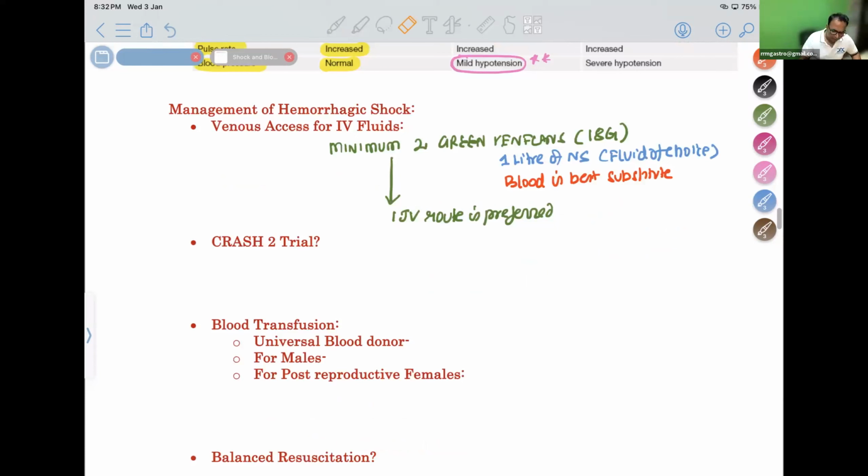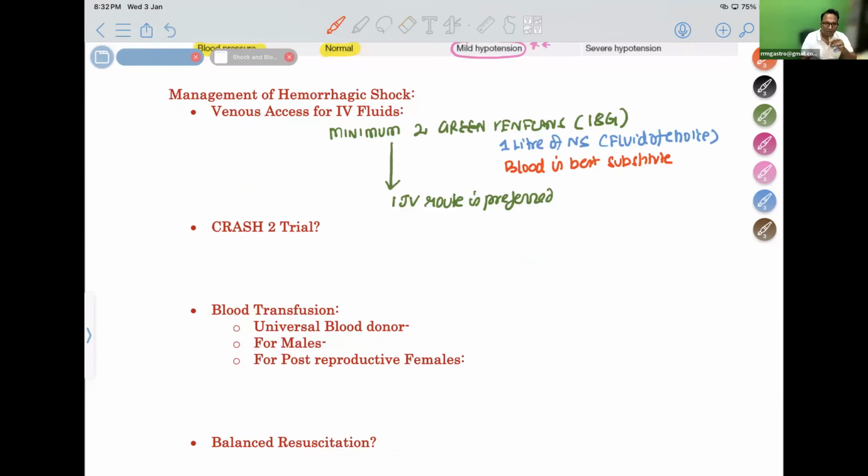Now a very interesting concept from the 28th edition: what is the CRASH-2 trial in the management of hemorrhagic shock and trauma? In a patient with systolic BP less than 90 and pulse rate more than 110 per minute, what should I give? Injection tranexamic acid. It should be given to those patients. It is a new trial showing there is a benefit. So that is very important.